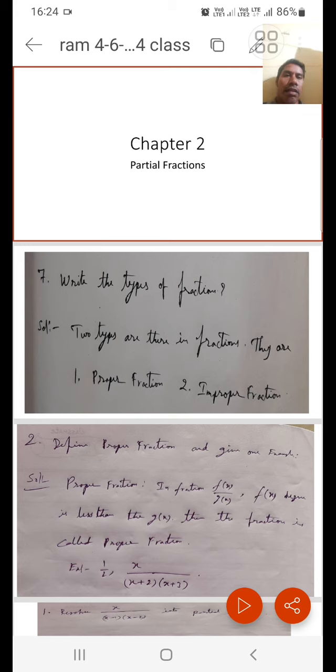In the previous class, we discussed logarithms and its formulas, problems, question answers, previous question answers, and model paper question answers. These logarithms come under Unit 1, Chapter 1.